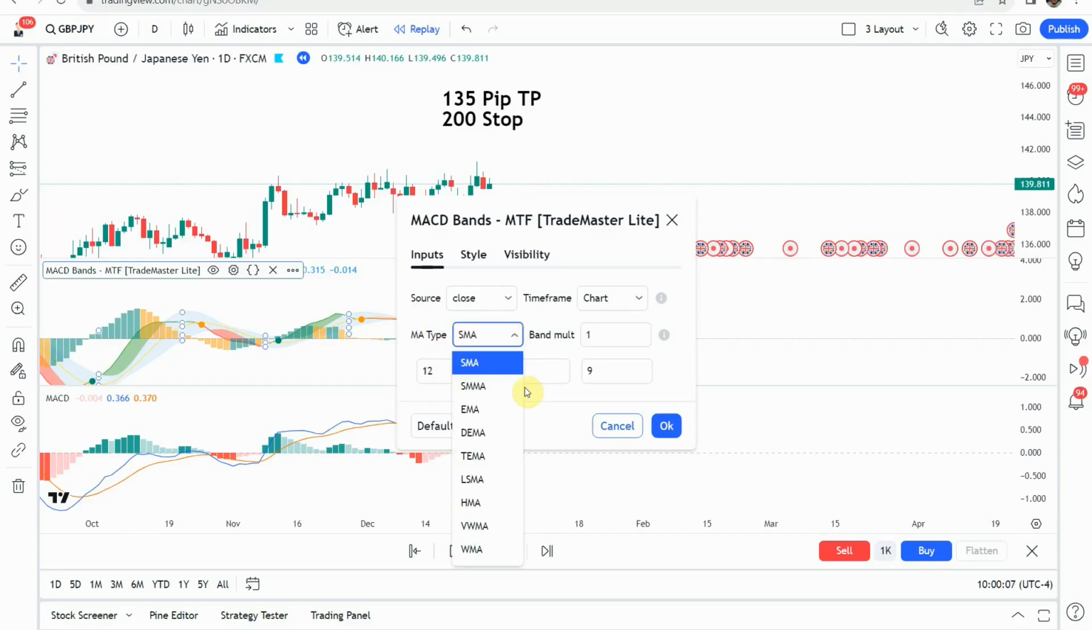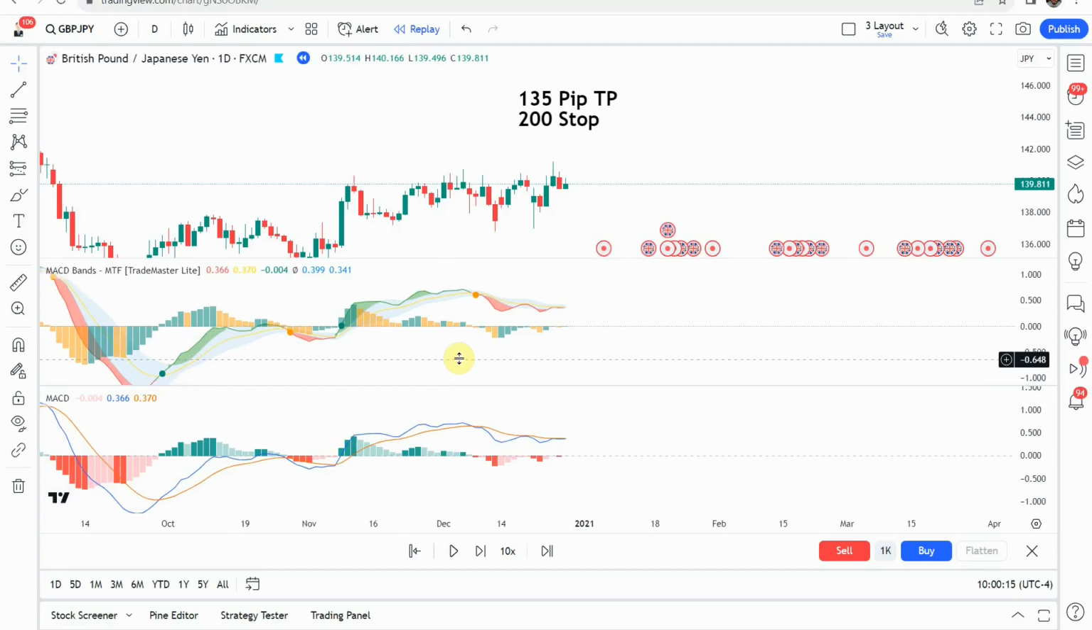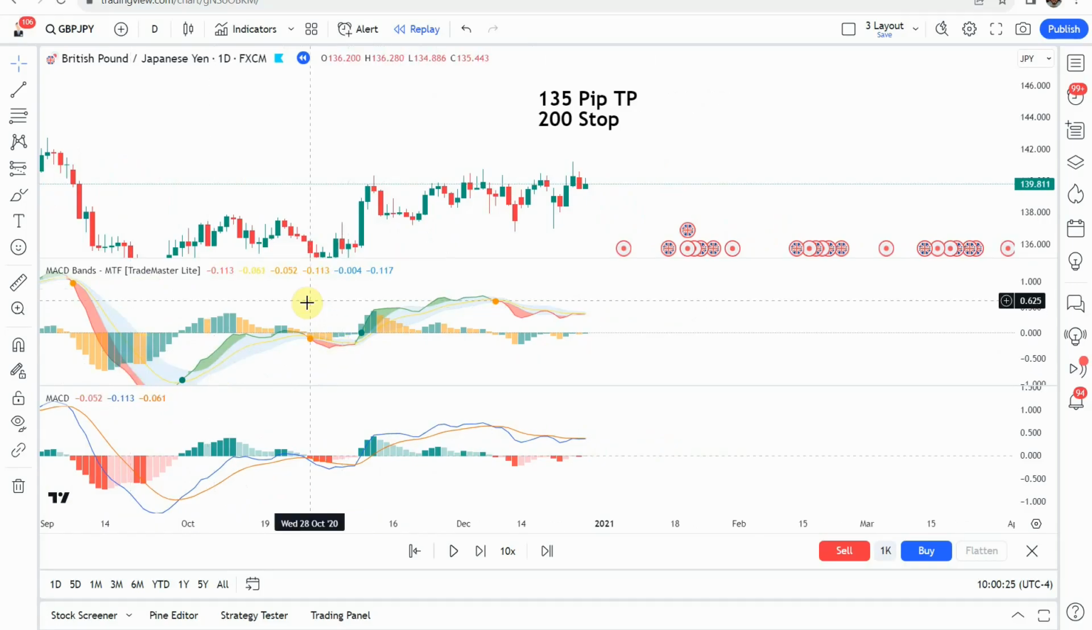On default, it is set to an EMA like this here. But if you look, it's basically identical to your standard MACD indicator, and doesn't really have any difference whatsoever, except for some different coloration that was coded into this one, the MACD bands.